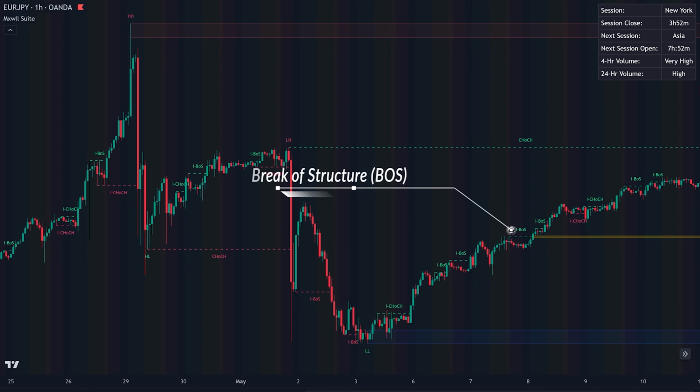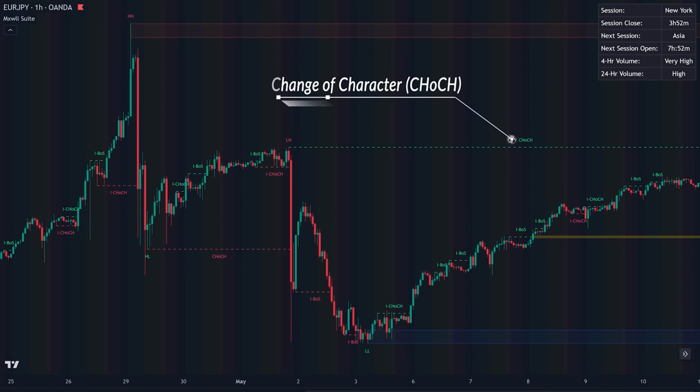Break of structure. This feature marks points where the price breaks past significant levels, indicating potential new trends. It helps you spot important changes in the market. Change of character. This detects small changes in market behavior that could signal a new trend starting. It helps you anticipate market shifts early.